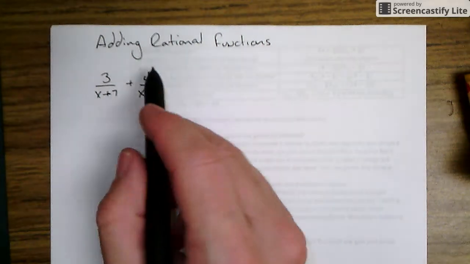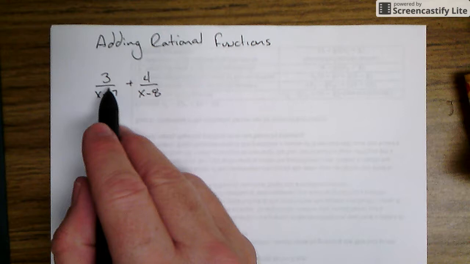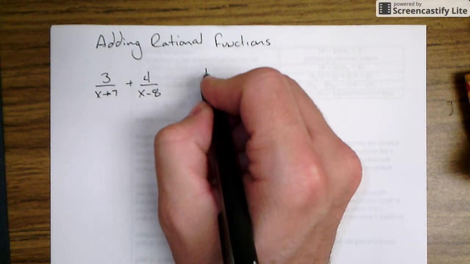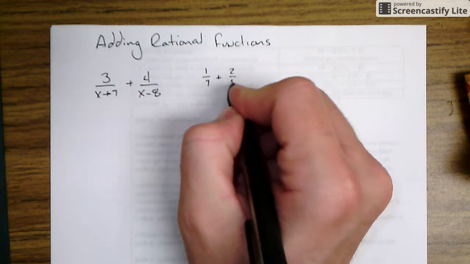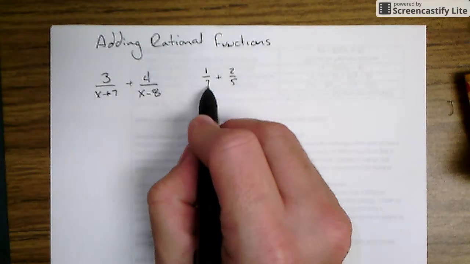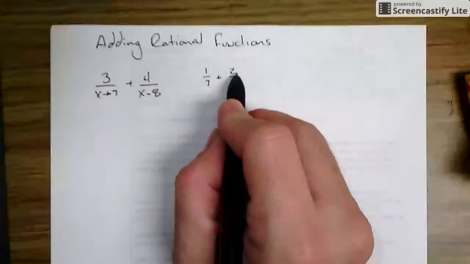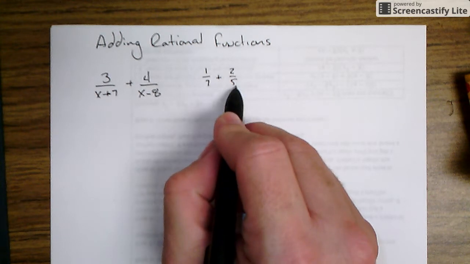Okay, so let's take a look at how we add rational functions. Now, before we look at our problem, let's refresh our memory on how we add fractions. So if I have 1 over 7 and I want to add it to 2 over 5, now, unlike multiplication, where it didn't matter what the denominator and the numerator were in order to multiply, with addition, we have to have the same denominator. We have to have a common denominator.